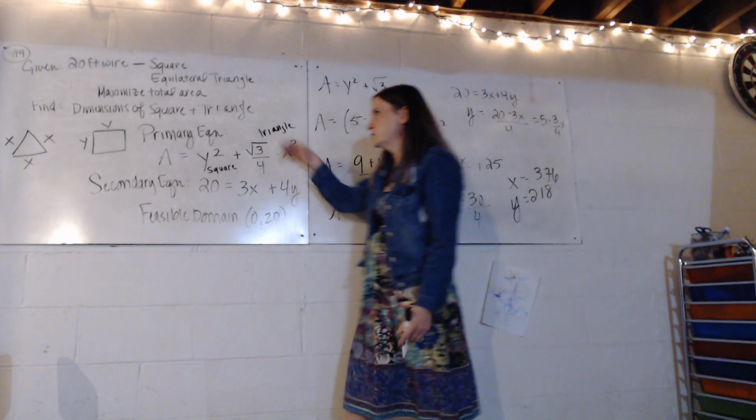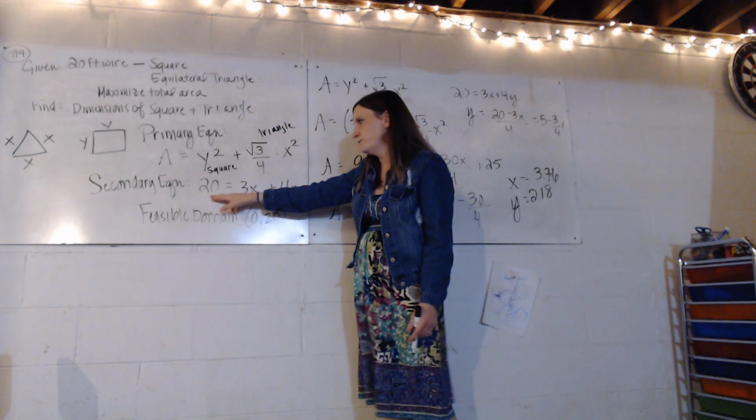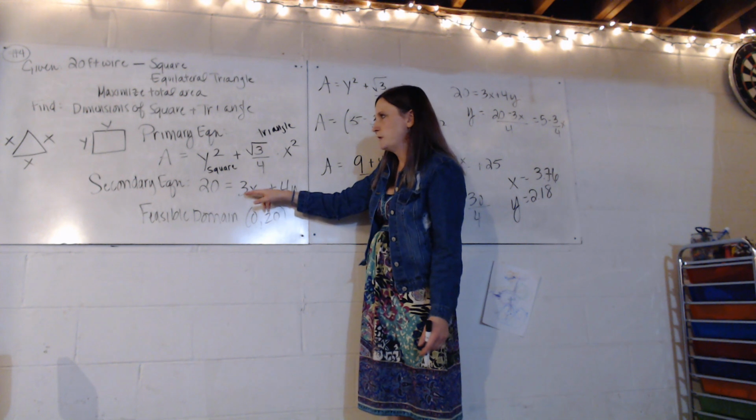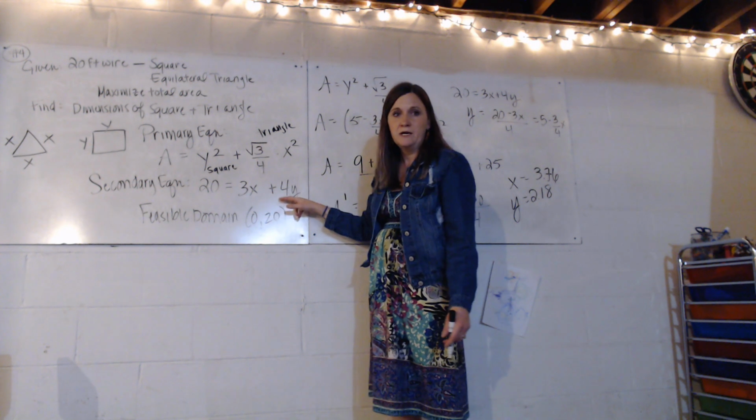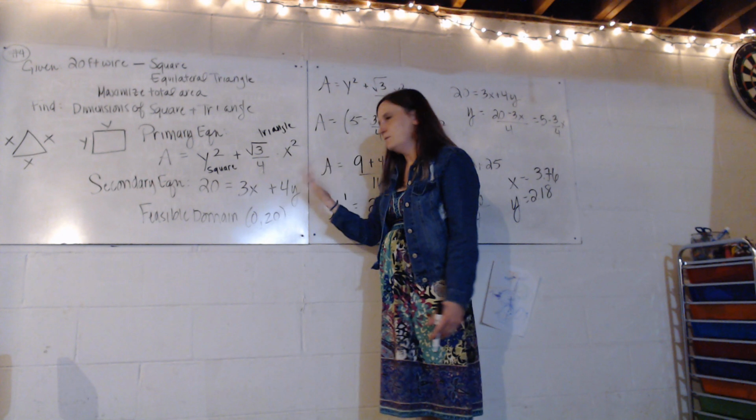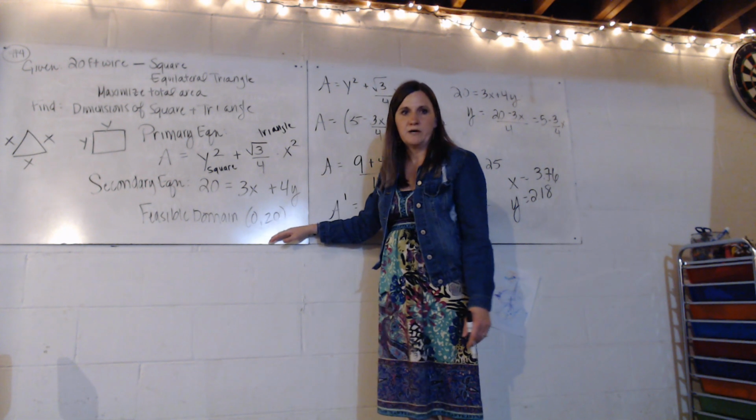My secondary equation is that I have 20 feet of wire to do this with. So 20 feet of wire is going to be my total perimeter, which is 3x for the triangle and 4y for the square. And the feasible domain is going to be somewhere between 0 and 20, right?